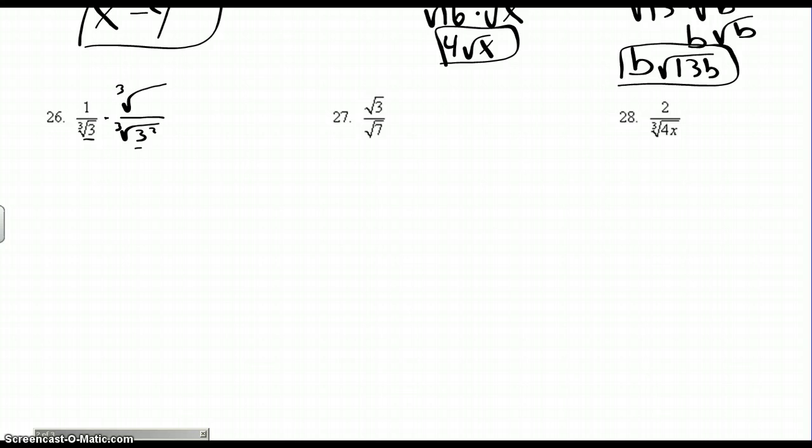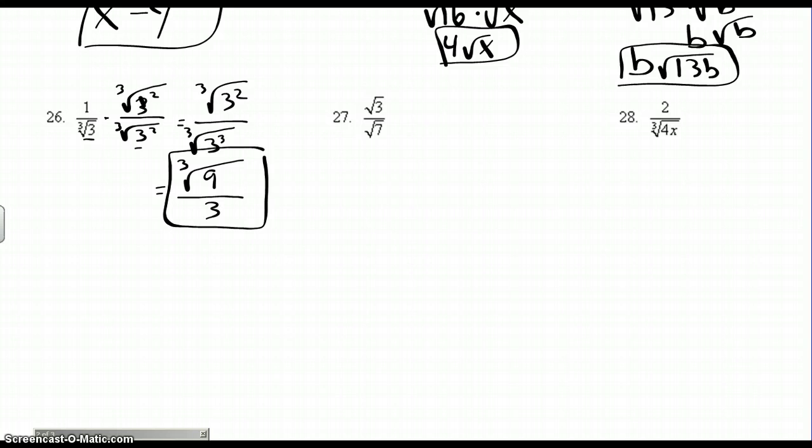Remember, you do the same thing in the numerator that we did in the denominator. So now the numerator is just the cube root of 3 squared. And now I have the cube root of 3 to the 3rd power in the denominator. Now the cube root of 3 to the 3rd power just simplifies to itself, which is what the base is, which is 3. And our final answer, 3 squared is 9, so I have the cube root of 9 over 3. That's my final answer.